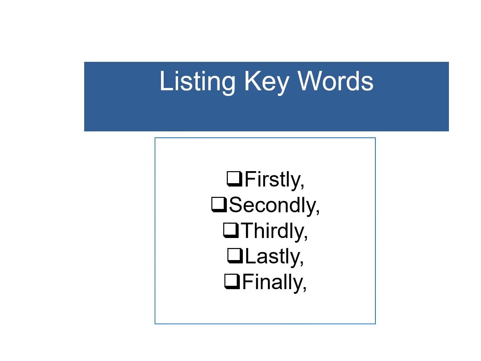Let's look at the listing keywords. These listing words are often used to either put your paragraphs in order or can be used inside the paragraph to list your supporting points. What are the words? Firstly, secondly, thirdly, lastly, and finally.